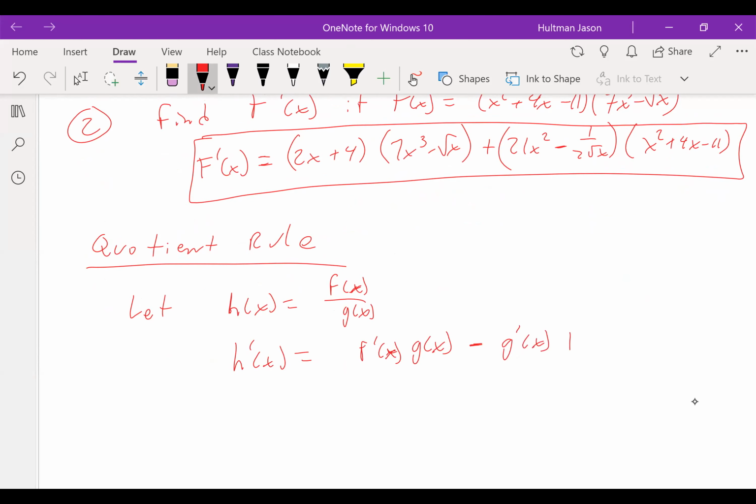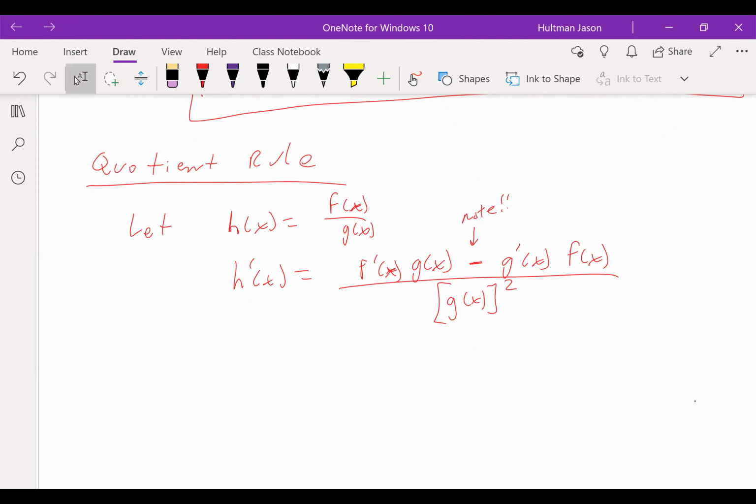So very similar to the product rule, except that instead of doing first, second, we're doing top, bottom. And there's a subtraction sign. Don't forget the subtraction sign. All over the bottom squared. Let's see if this works. Let's do one that we already know the answer to.